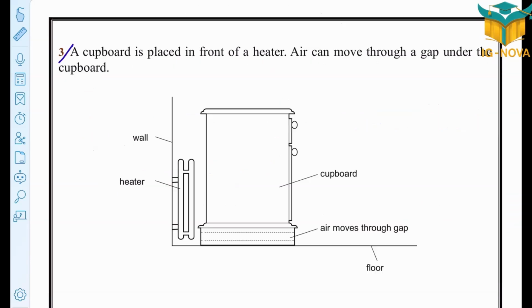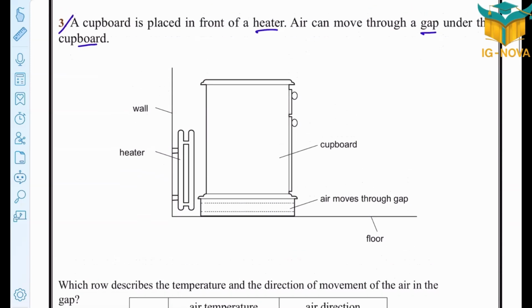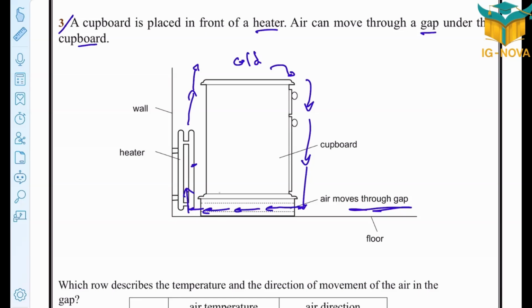Question 3. A copper is placed in front of a heater. Air can move through a gap under the copper. So while here is the heater, what's going to happen to the air? Let's start. The heater heats air, which becomes less dense and moves up, and cold air will go down here. Air moves through the gap, so through the gap the cold air will move like this. So this is the circulation of convection current we know.